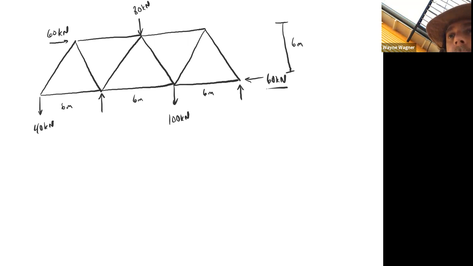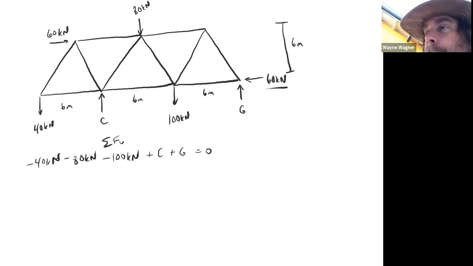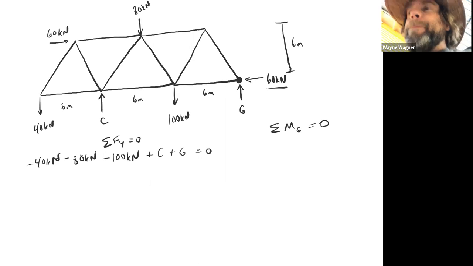Okay, in the Y direction, we've got negative 40 kilonewtons, minus 80 kilonewtons, minus 100 kilonewtons. And this is C and this is G, plus C plus G equals 0. Okay, so that's the sum of the forces in the Y. Sum of the moments around point G equals 0. I'm choosing G because it gets rid of some forces for me.